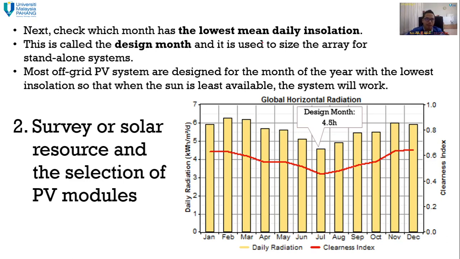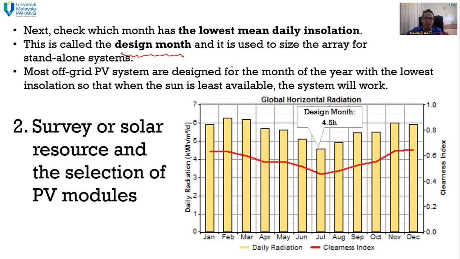So next, check within which month is the lowest mean daily insolation. This is called the design month. Okay, the design month is used to size the array for a standalone PV system. So why is this very important? In, for example, Pahang, Terengganu and Kelantan, we are going to experience a monsoon season, maybe starting from November until January, February. So the rainy season.